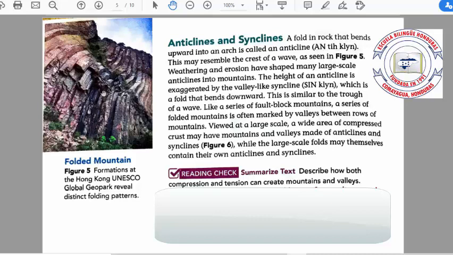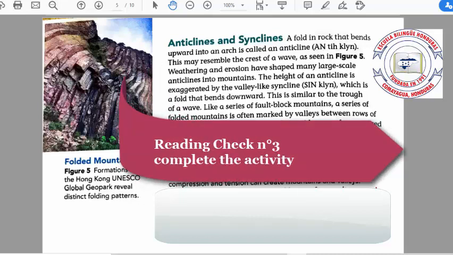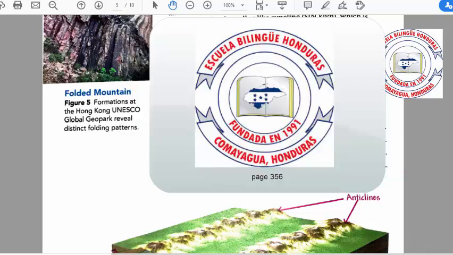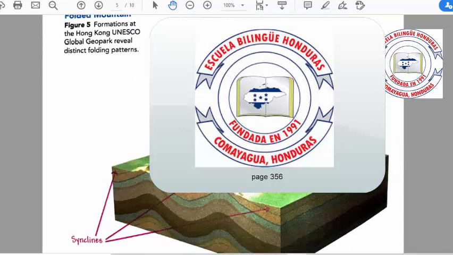You have a fold mountain over here in Hong Kong. UNESCO Global Geopark. This shows a folding pattern. You have another reading check over here, guys. The reading check asks you to summarize how both compression and tension can create mountains and valleys. You have some lines again, give me the answer over there, guys.